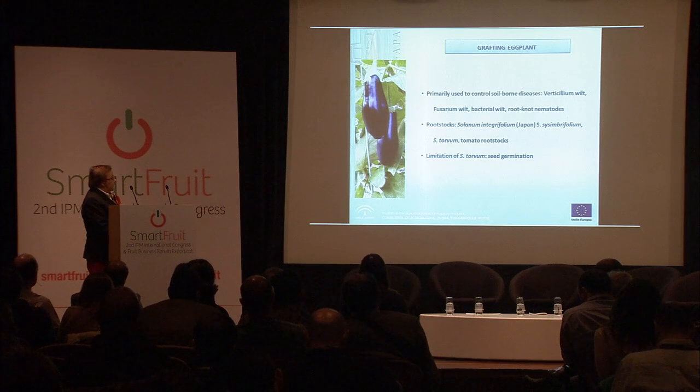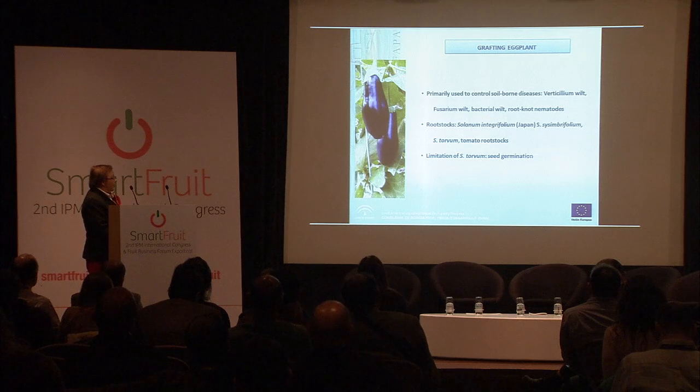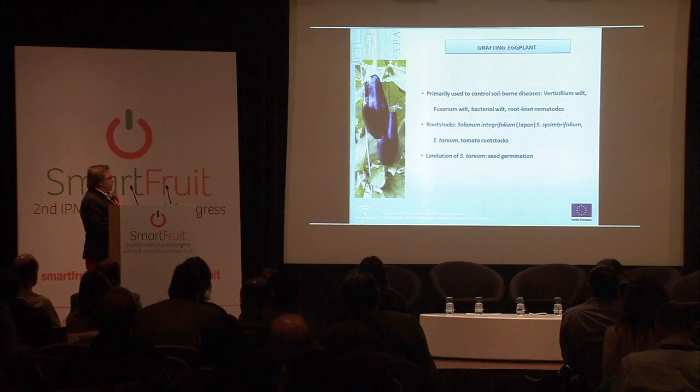In aubergines, it's mainly used to control soil-borne diseases, Fusarium wilt, and other types of bacterial wilt, and root-knot nematodes. The most common rootstock used in Japan is Solanum integrifolium, also S. sisymbriifolium, and recently Solanum torvum has also been introduced. The drawback of Solanum torvum is seed germination.